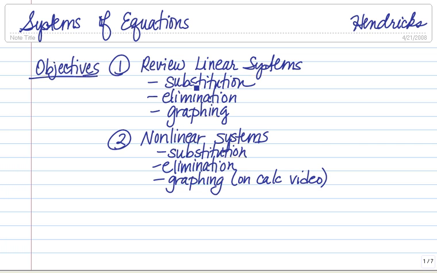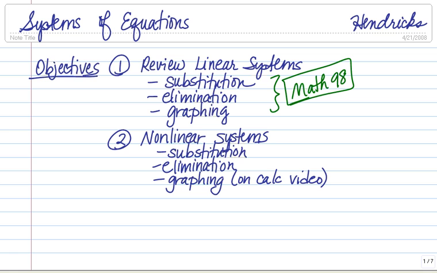Linear systems should be something that's familiar to you. It was covered in Math 98 extensively, and I realize not all of you took that course, but if you need to have more review than what I provide here, let me know and I can refer you to some materials that I've already created so that you can get the help that you need.